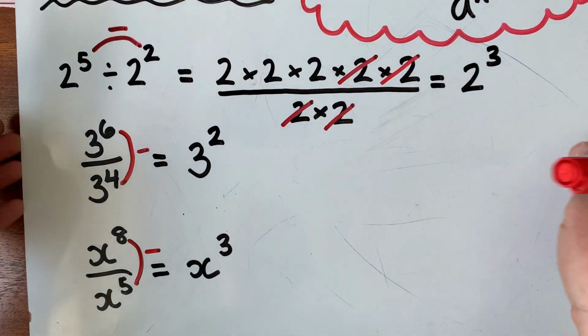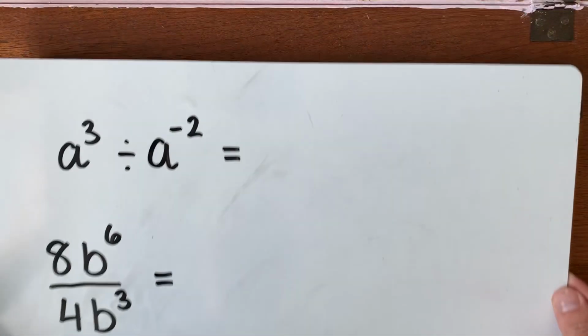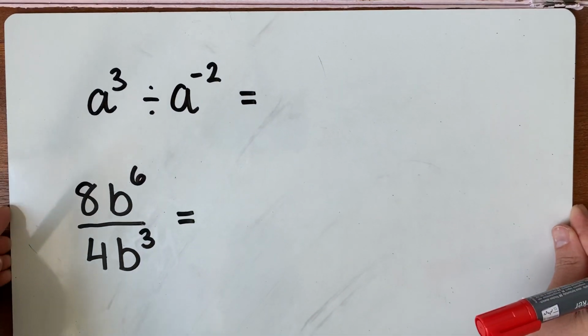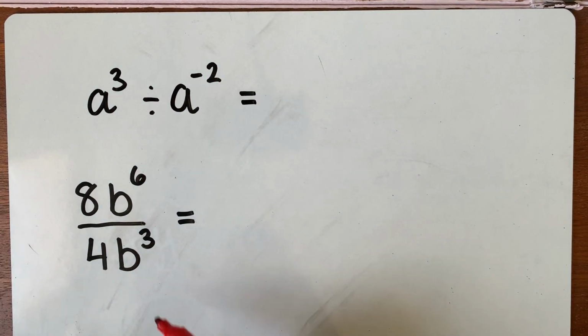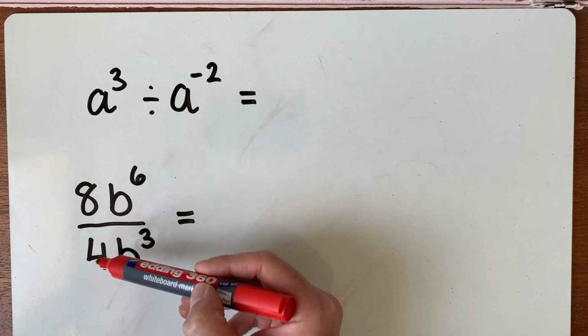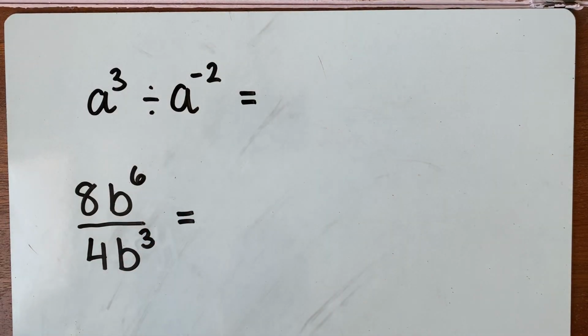Like yesterday's lesson, we're going to have a look at a couple more complex examples. So we've got 2 of them here. We've got one where we've got a negative index involved, and how do we process that? And then a second one where we've got these coefficients, the big numbers in front of the letters, that we need to think a little bit more carefully about how we are going to process.